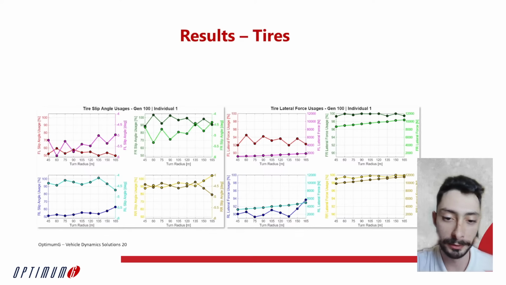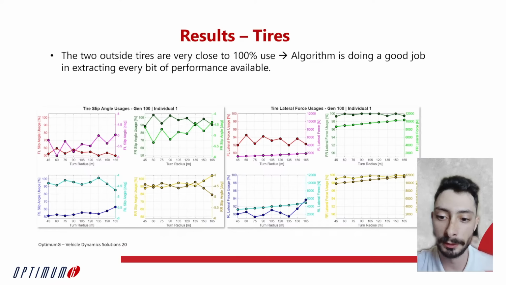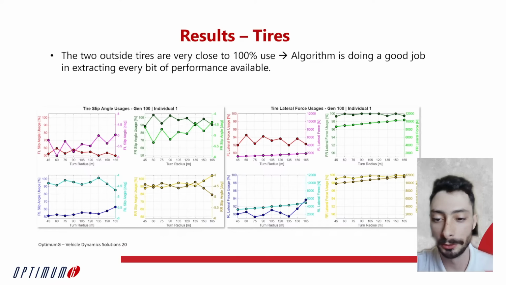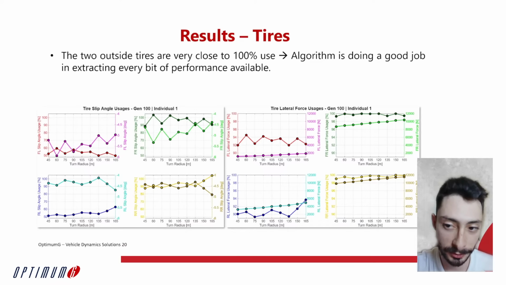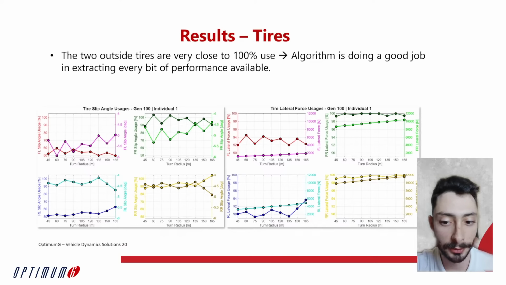And we can very clearly see on the right side here that all of the tires have a very good usage to them. All of them are consistently above 90%, and especially the outside tires, which are the more heavily loaded ones, they stay pretty close to 100% for all of the different turn radii. And that pretty much means that our optimization procedure is doing a good job in trying to extract every bit of performance that we have available to us.